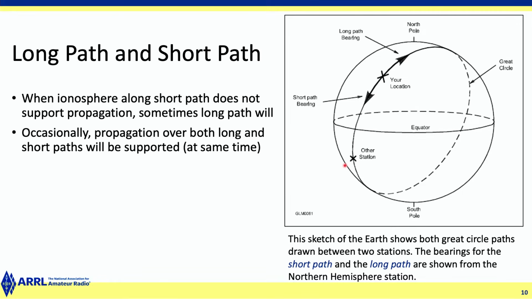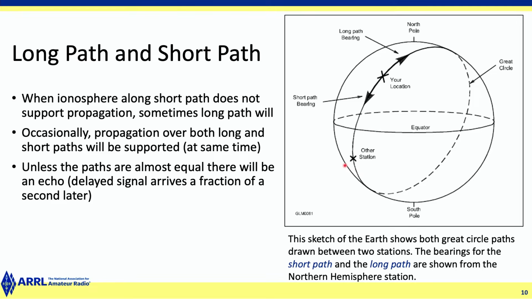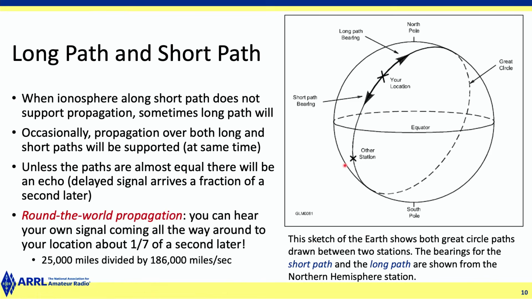And occasionally you will get propagation over both pathways. And if that occurs, then you'll tend to hear a little bit of an echo. The signal will be delayed coming along the long path as opposed to where it's going on the short path. And the station receiving it will hear an echo because it'll be coming about 1/7 of a second difference.